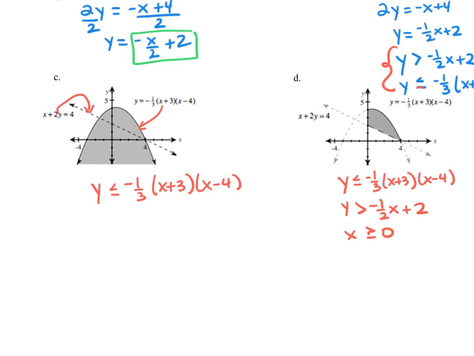The only thing bounded on C is by the parabola, so I just wrote in y less than or equal to negative 1/3 times the quantity x plus 3 times the quantity x minus 4. And then something different on D, first of all, it was below the parabola, so that's why I have y less than or equal to the equation for the parabola. It was above the line, but dashed, so I said y greater than or equal to negative 1/2 x plus 2. And then the newest thing is it was also bounded by this vertical line right here, which looks like it's a solid line, and that's the equation x greater than or equal to 0.